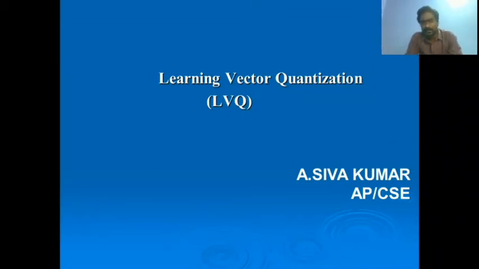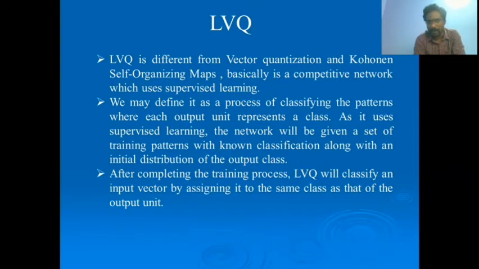Today in this session we are going to discuss the topic of learning vector quantization. In this topic, we will see how learning vector quantization is different from other networks, in the sense that here we will be classifying patterns where each output unit represents a class. So we can say that LVQ is different from vector quantization and Kohonen self-organizing maps.